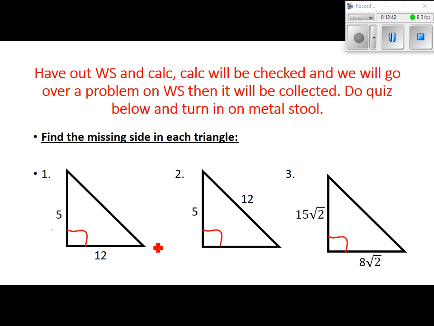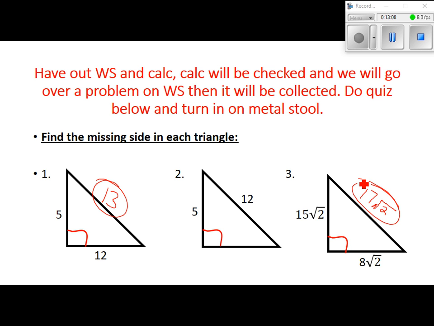On this quiz, the first one fits one of the triples, 5, 12, what's the hypotenuse? 13. The last one also fits one of the triples, anybody figure it out? 17. 8, 15, and what? 17, do I just put 17 there? Well done. 17 times the square root of 2.